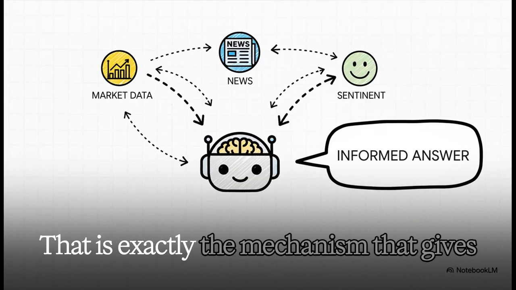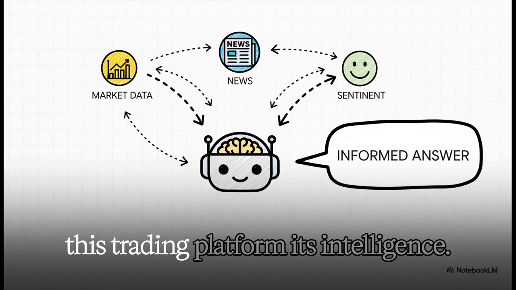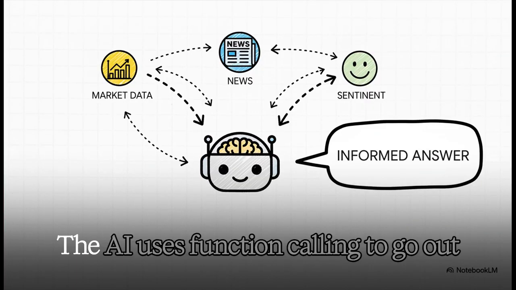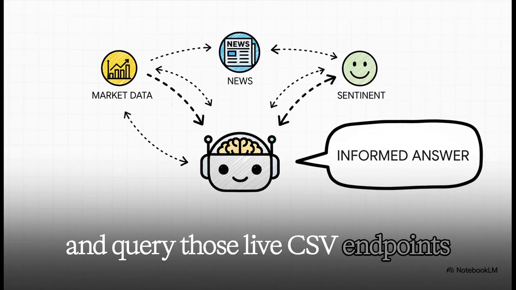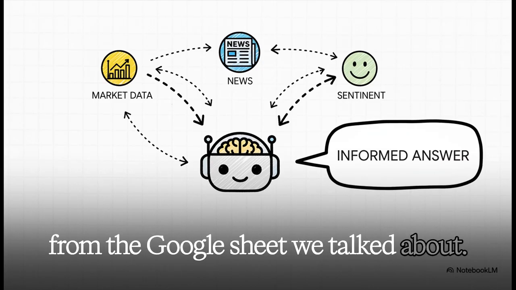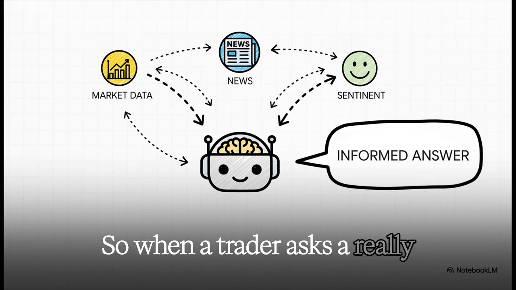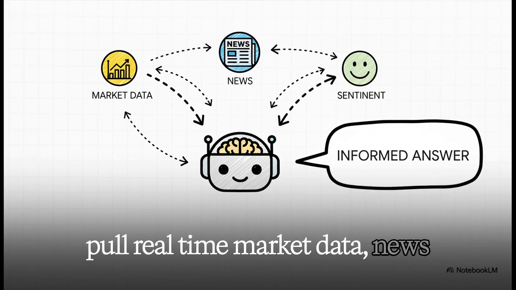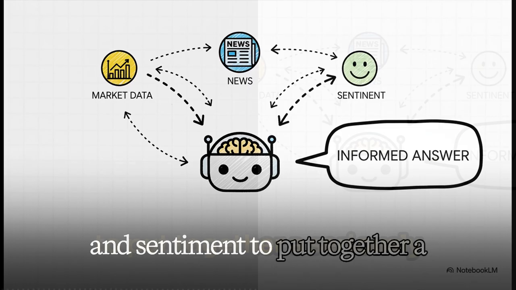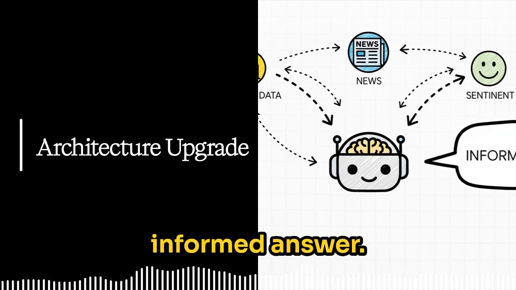And that is exactly the mechanism that gives this trading platform its intelligence. The AI uses function calling to go out and query those live CSV endpoints from the Google Sheet we talked about. So when a trader asks a really complex question, the AI can now pull real-time market data, news, and sentiment to put together a seriously informed answer.